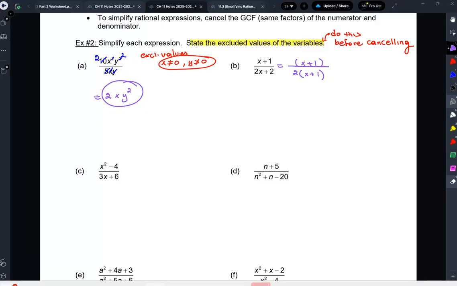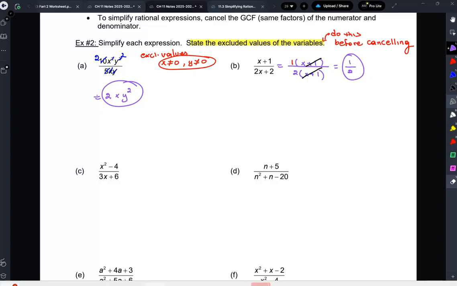When I factor out a 2, what do I get? x plus 1. Do you remember what factoring out a GCF was like? When you factor out a 2, it's like you divide, right? So now look at this. Here, this is a 1 times x plus 1 and 2 times x plus 1. The x plus 1s, because they're the same, they reduce. And then what I have left is 1 over 2.